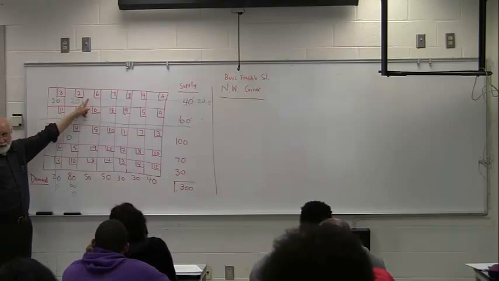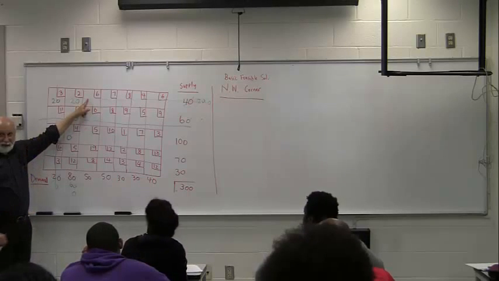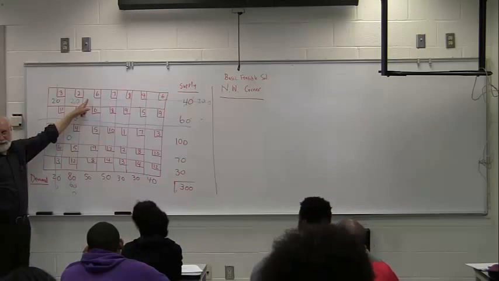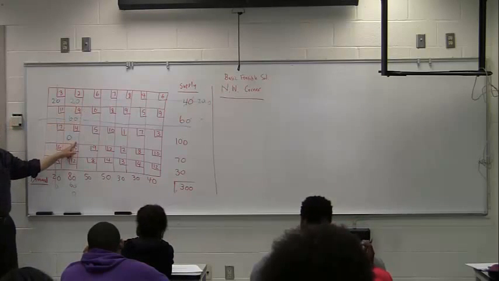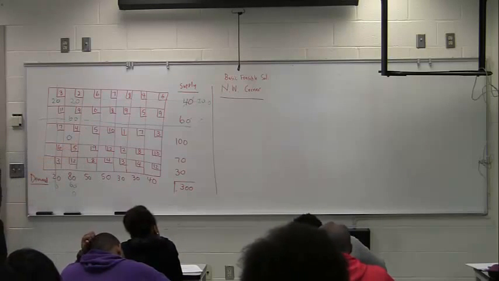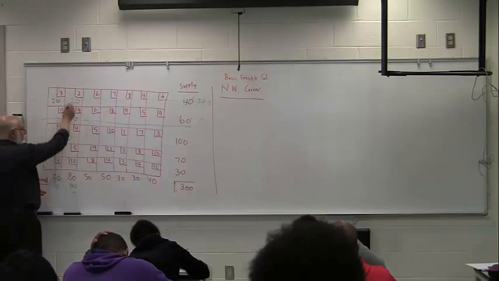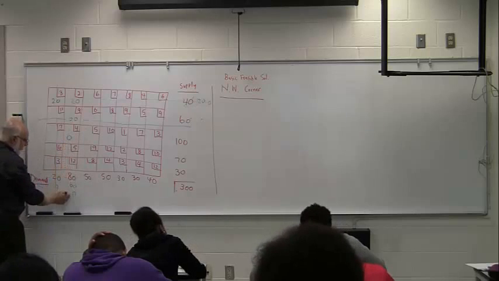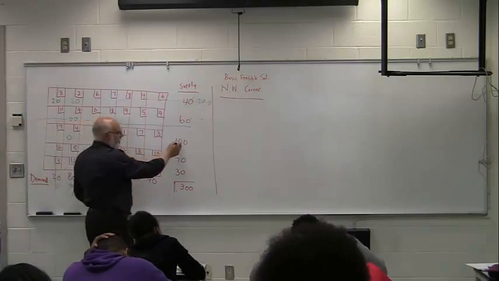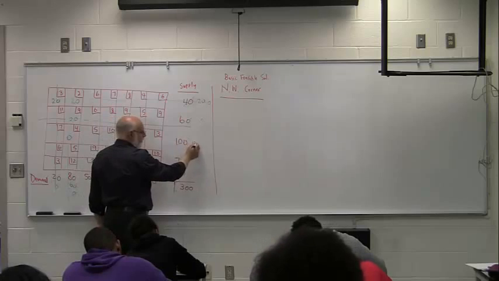Why is there a 0 in there? Because that one is non-basic. This one is basic and 0. Okay. So that 0 will take care of this. And that would remain as 100.